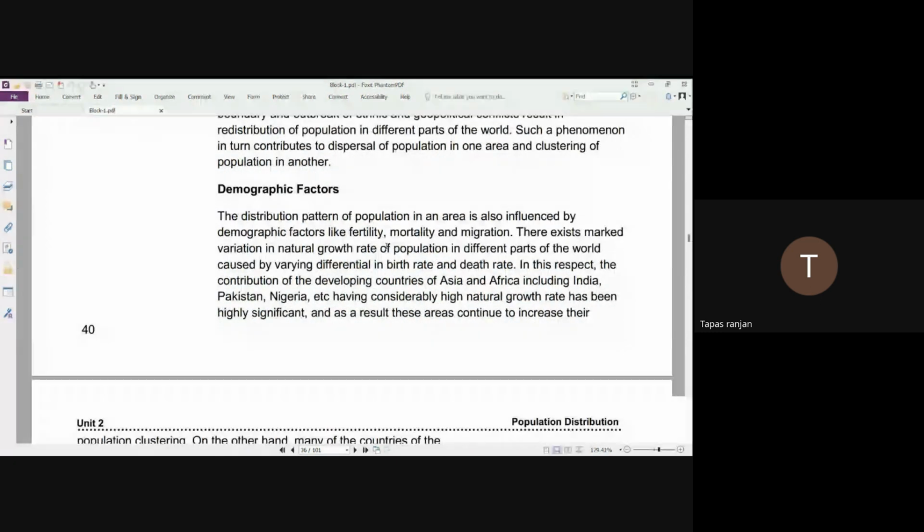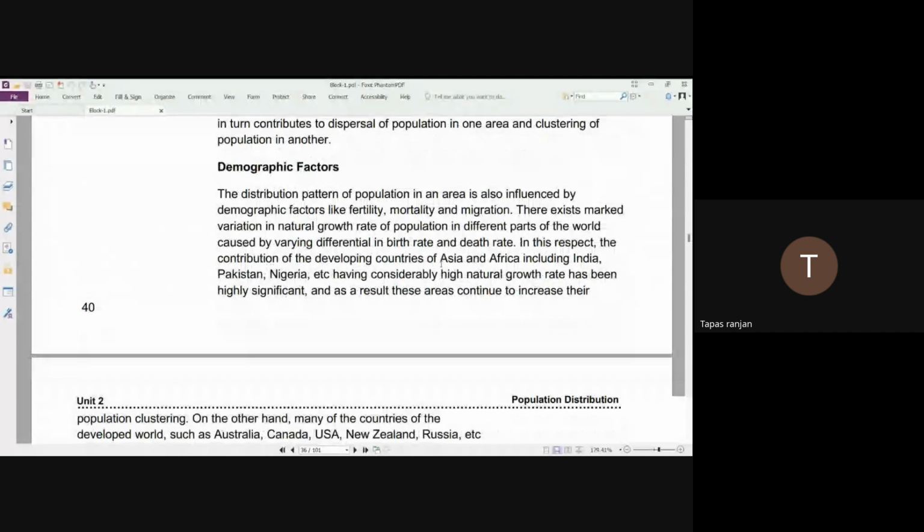Then there are different demographic factors. Within demographic factors, you have fertility, mortality, and migration. That is how it defines the population distribution. Now, if the natural growth rate of any region is very high, then what will happen? Definitely, the population of that region will be very high.